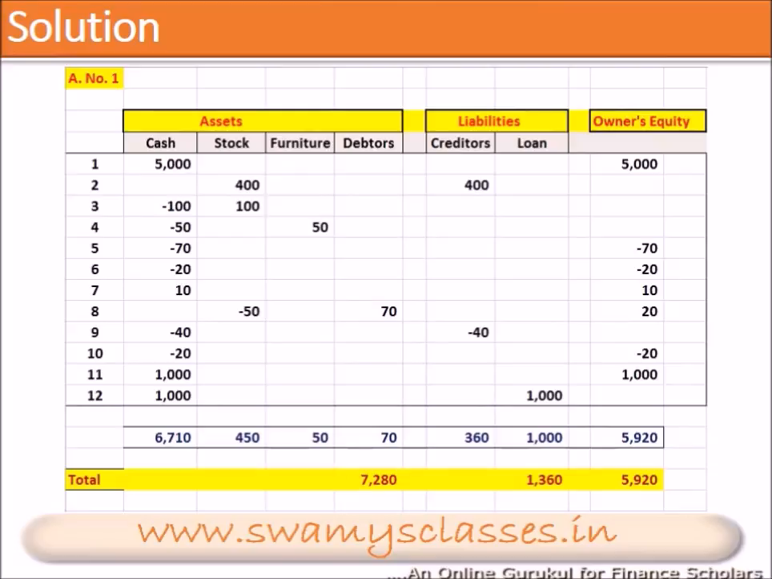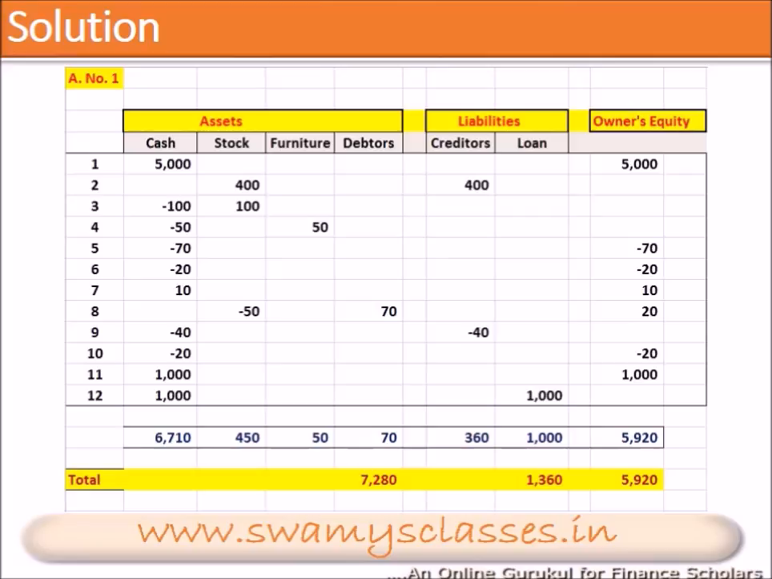What I mean by grand total? Knowing the total of all the assets, that is add 6,710 with 450, 50 and 70 to know total assets is 7,280. Add the liabilities 360 and 1,000 to know 1,360, and we have owner's equity 5,920. Now if you add liabilities and owner's equity, you end up with the total assets, and this is your final answer.